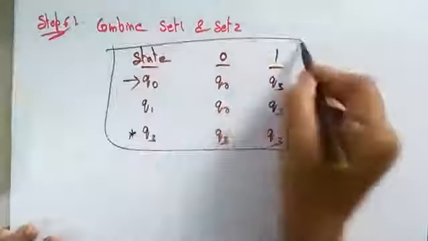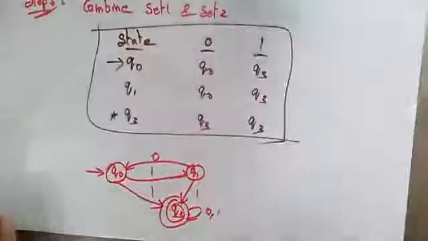And what is the transition diagram for this? Q0, Q1, and Q3 is the final state, with transitions 0, 1, 1 and 1. So this is the transition diagram.